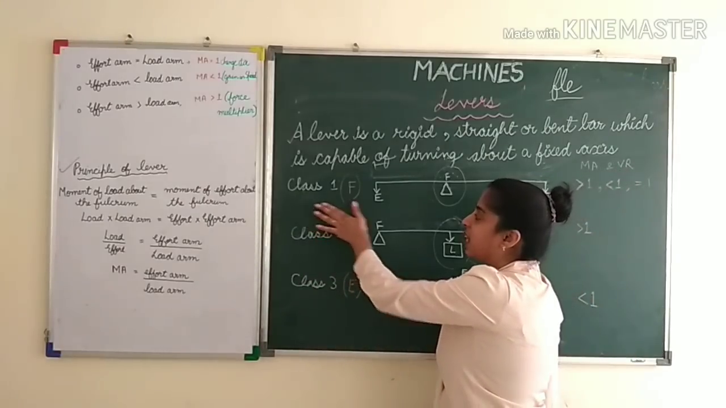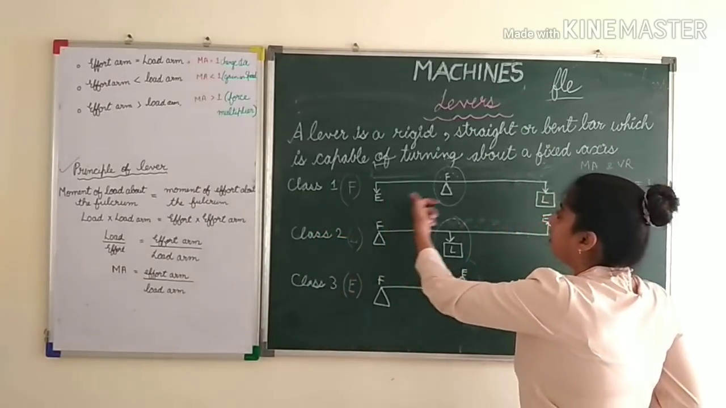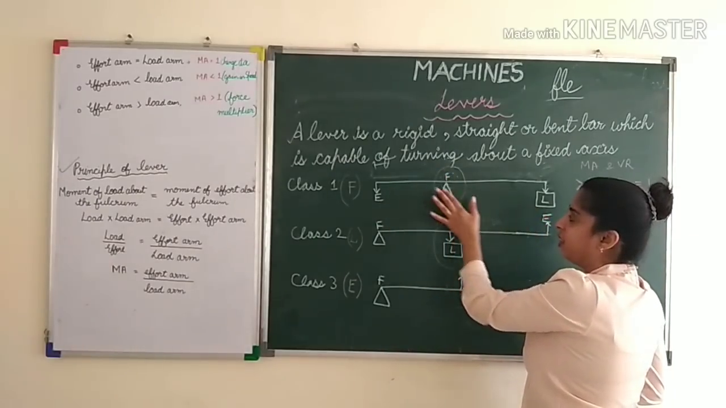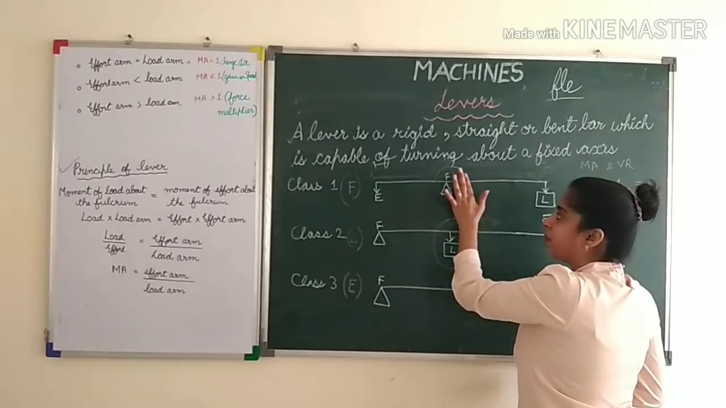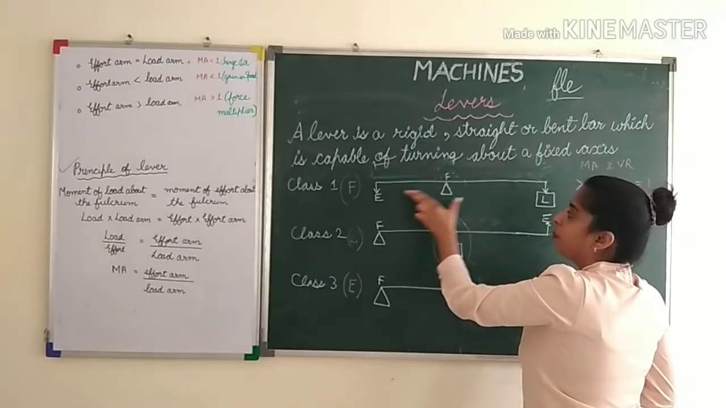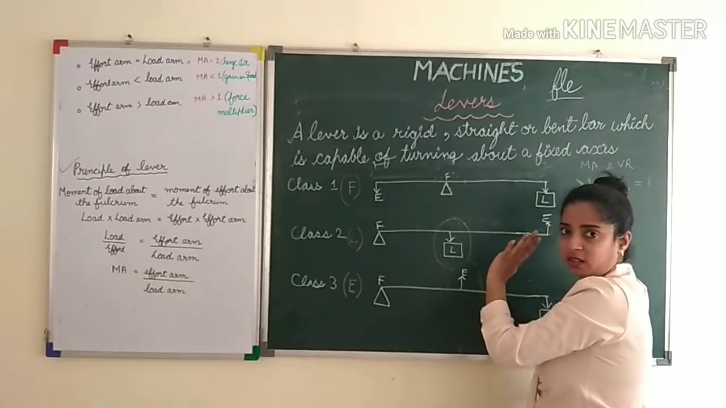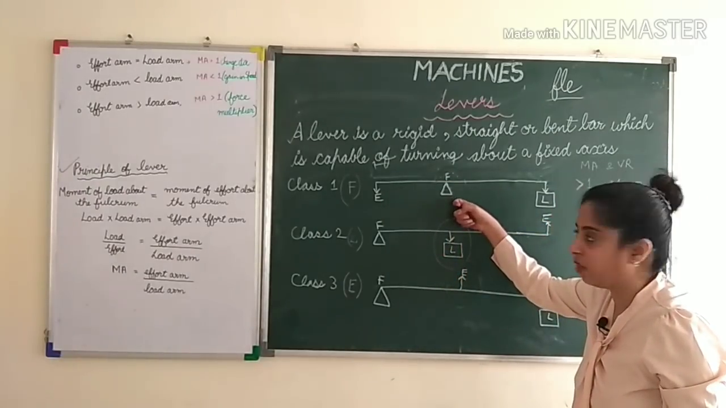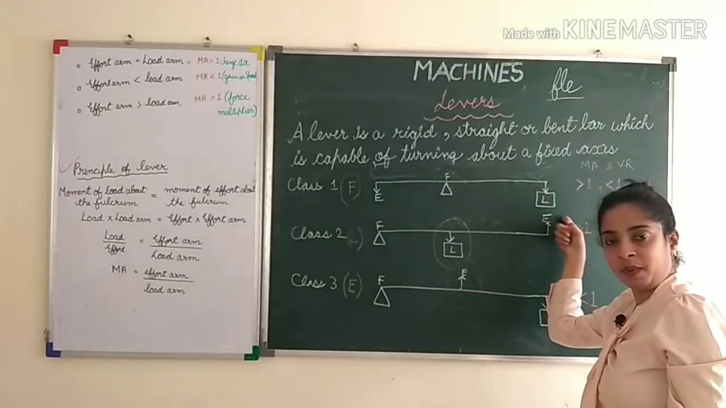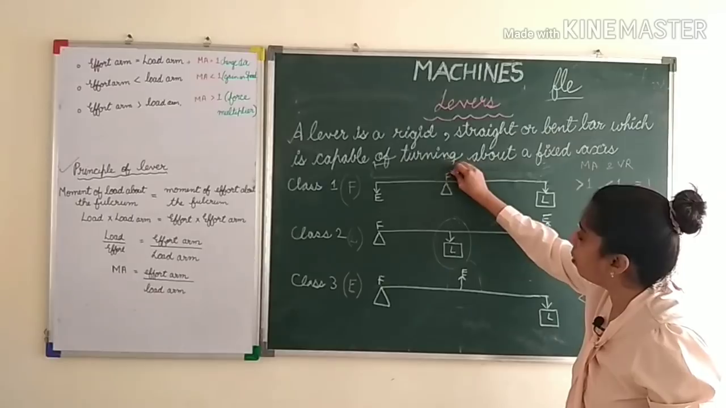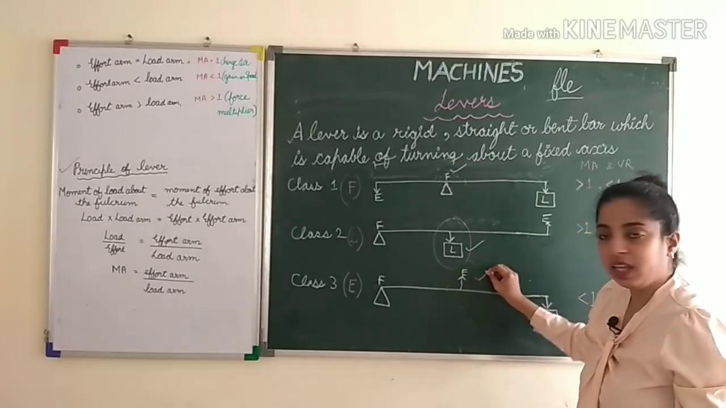Now students, in class 1 type of lever, fulcrum can be anywhere in between effort and load. It need not be exactly in the middle, it can be anywhere. So, if fulcrum is between effort and load and effort can be on either side, no problem. Only F has to be in between. Effort can be here or here. You can change everywhere. Only you have to remember flea, F-L-E.